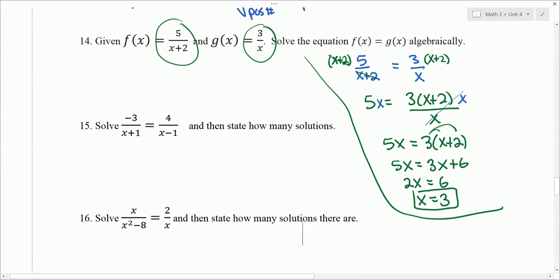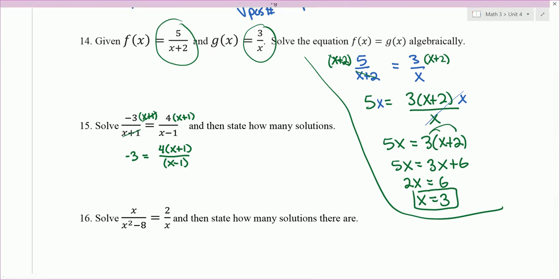Number 15. I have my equations. I'm going to focus on the first fraction first. To get rid of that fraction, I need to multiply both sides by x plus 1. And that allows me to cancel out the x plus 1's on the left-hand side. So now I have negative 3 is equal to 4 times x plus 1 over x minus 1.